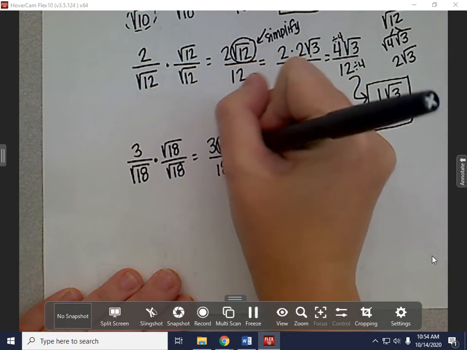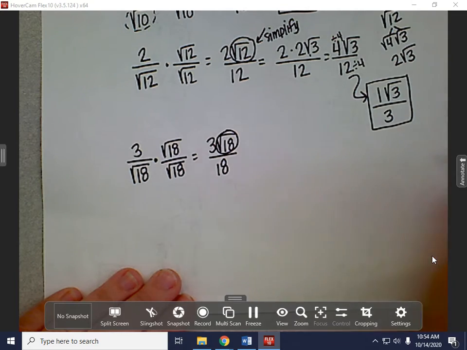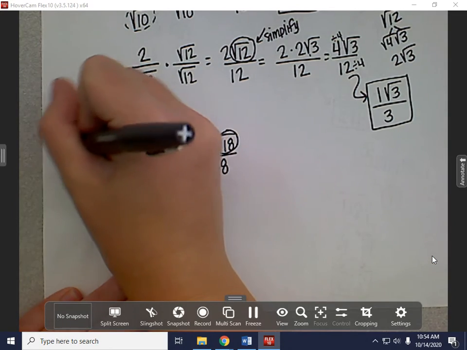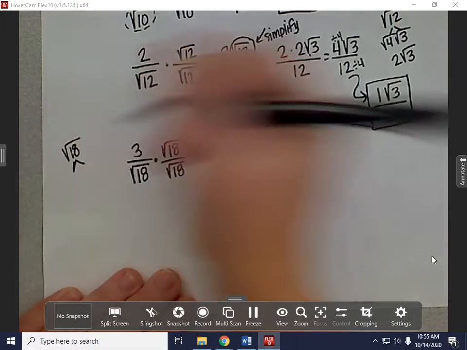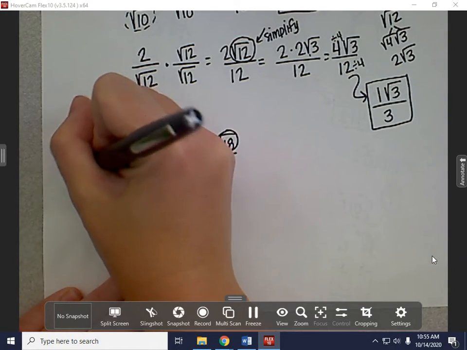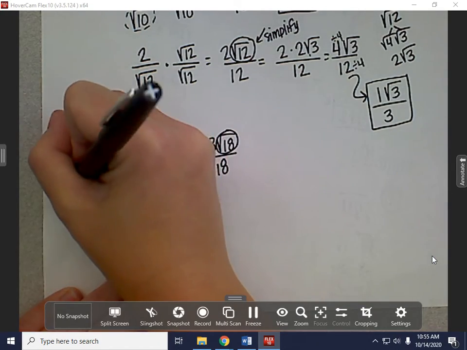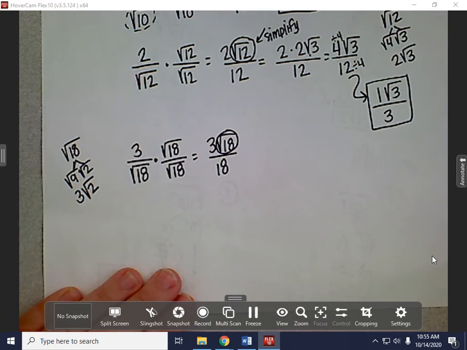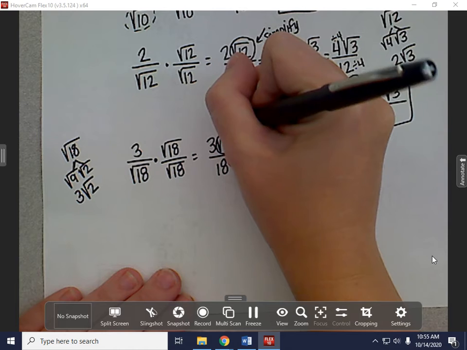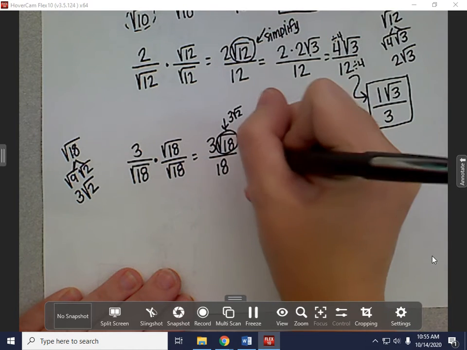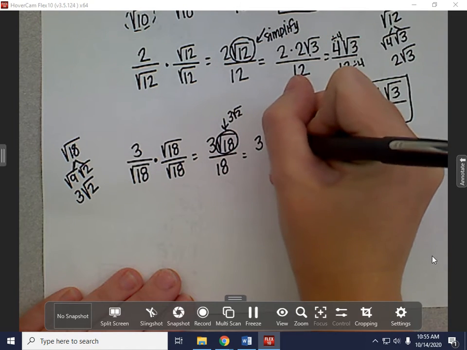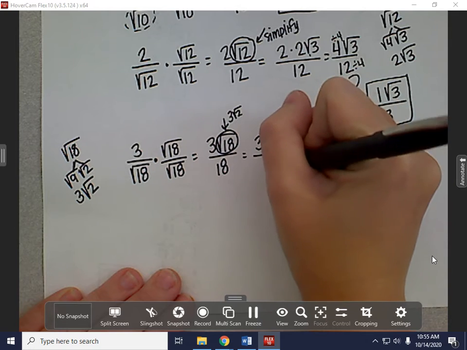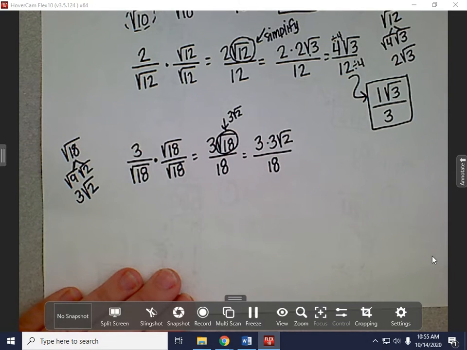But I look and I say, oh, square root of 18, I can definitely simplify that. So off to the side, I'm gonna do it on this side this time, just so I have some extra room. 18 is divisible by 9, 9 times 2. The square root of 9 is 3, and the square root of 2 we just keep. So what I'm going to do is replace this with 3 square root of 2. Okay, so I replaced it.